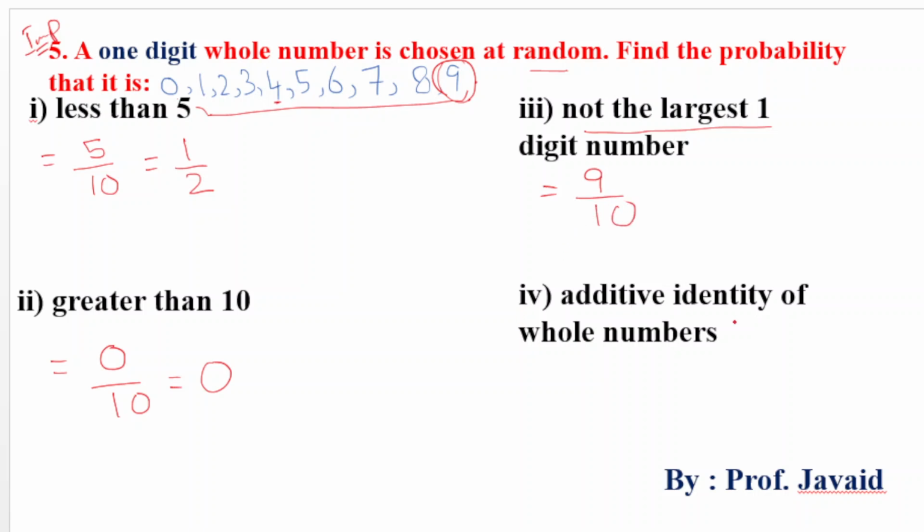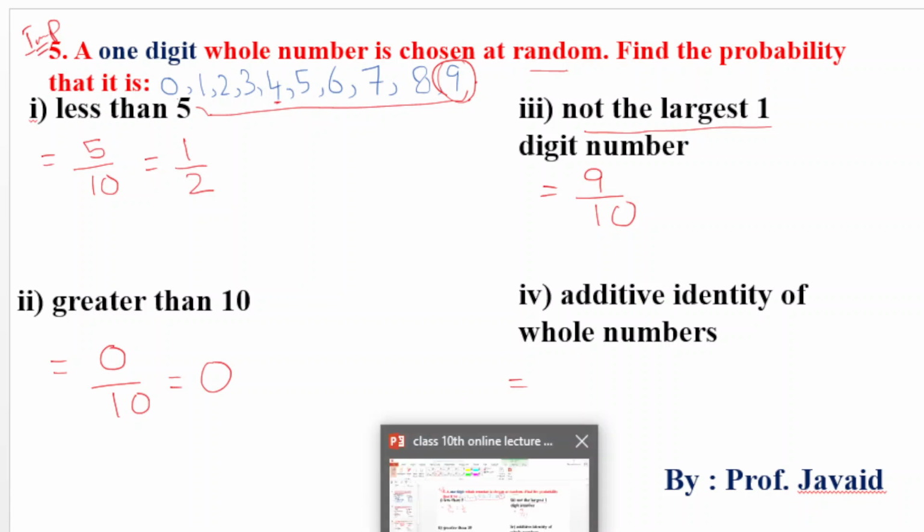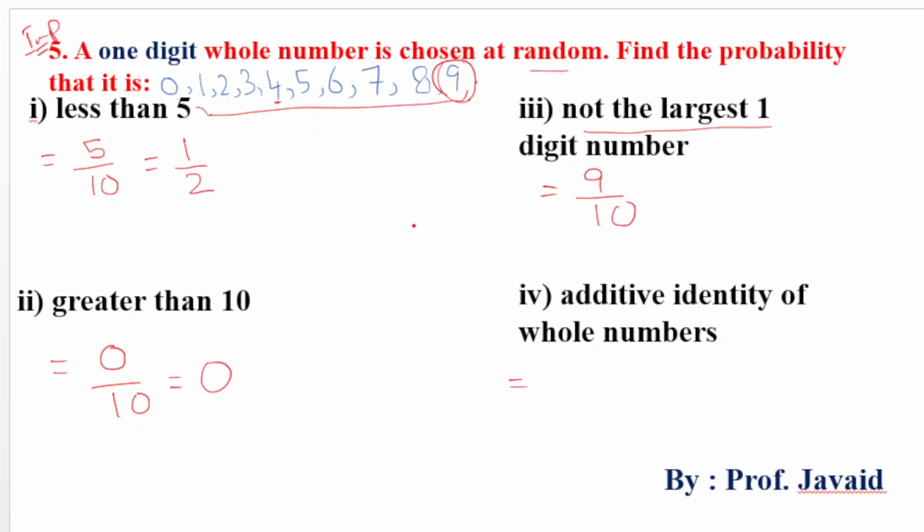Okay, now additive identity of whole numbers. Additive identity is basically the number which, if we add it to any number, the number will remain the same. No change will happen in that number. So that is called additive identity. So we have to add that number. So what is that number? Obviously 0. So how many zeros are there? Only one. One is the only additive identity.